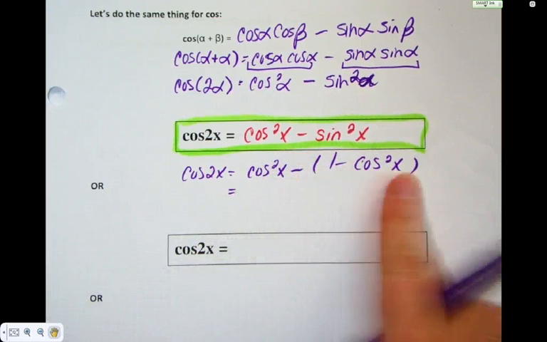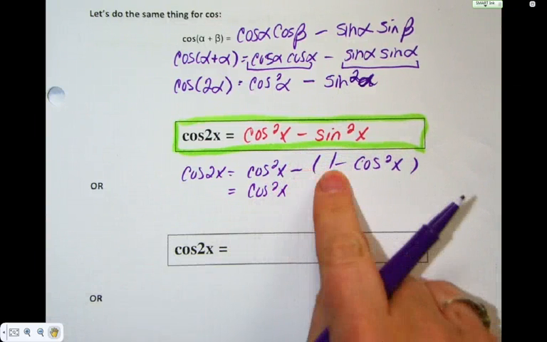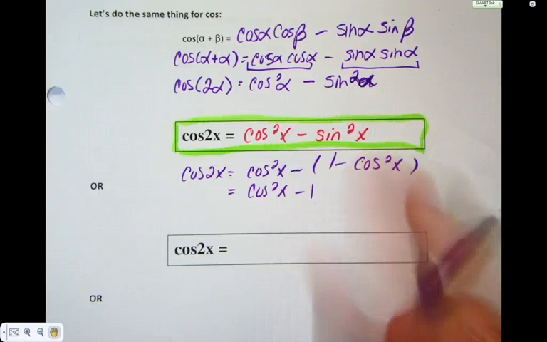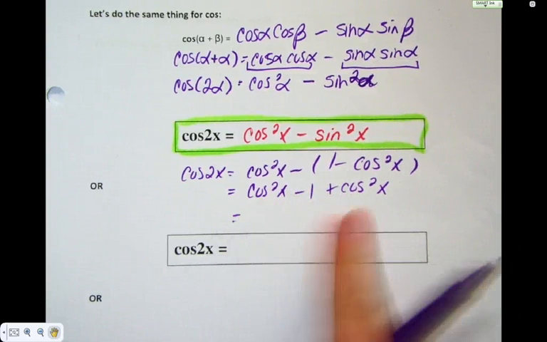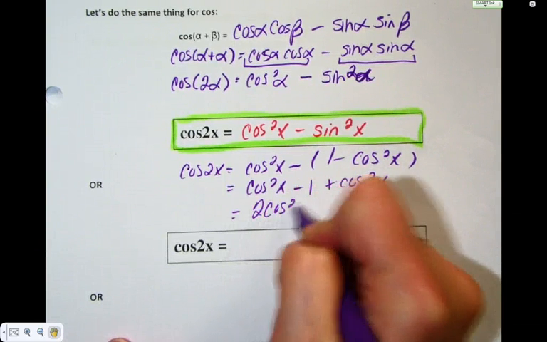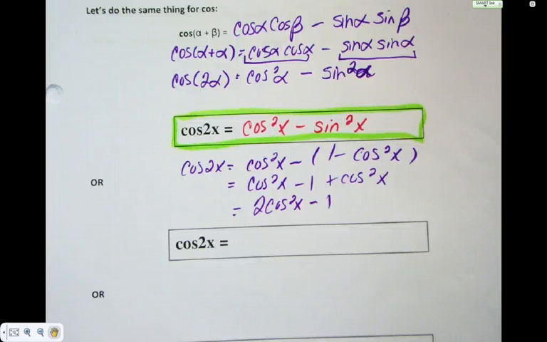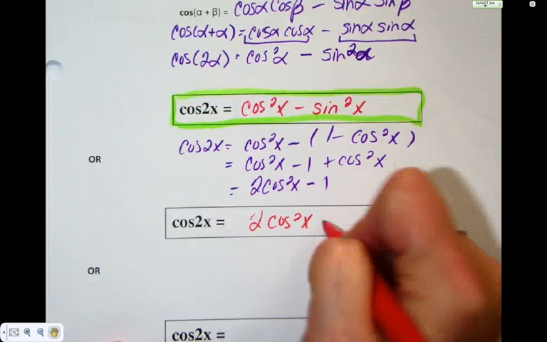So distributing this negative to get rid of the brackets, I've got a cos squared in front. Minus times 1, minus 1. Minus times negative cos squared, positive cos squared. I have 1 cos squared and I have another cos squared, and I put them together. What do we have? 2 cos squared x, or theta or alpha or beta, minus 1. That gives us our second formula for cos 2x: 2 cos squared x minus 1.